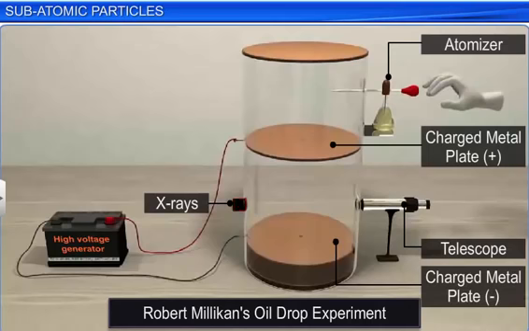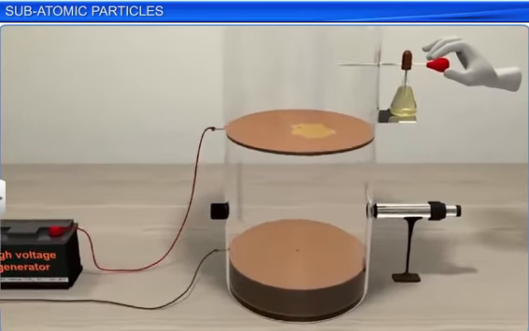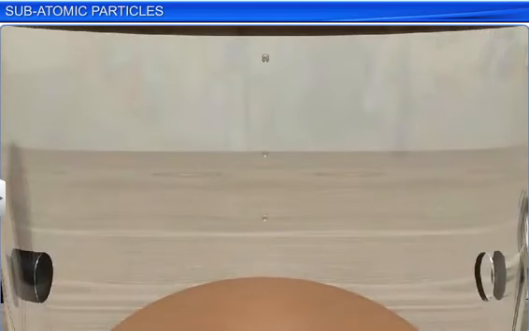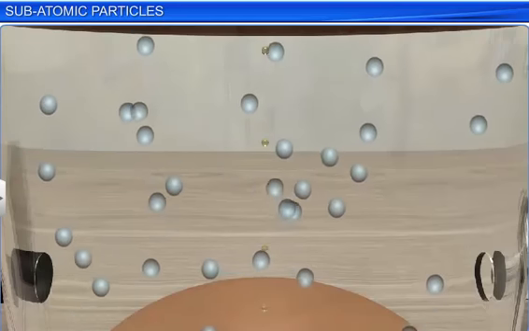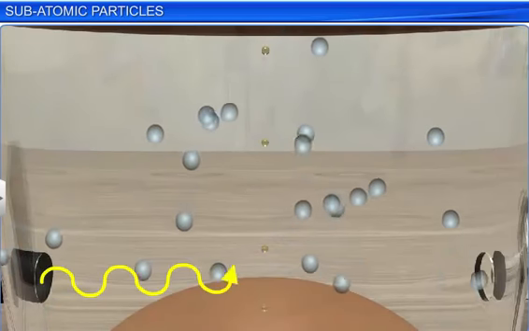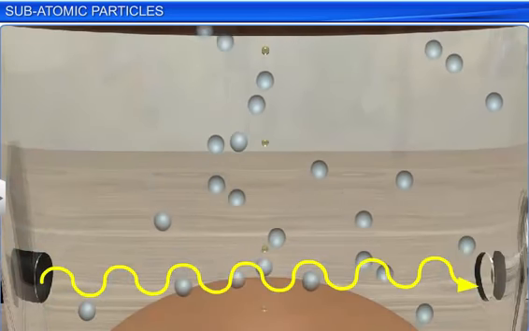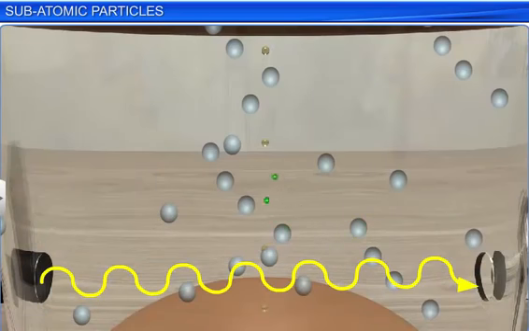Using the atomizer, Millikan sprayed oil droplets into the electrical condenser. As the droplets fell through the upper plate hole, he measured the rate of fall and used it to calculate their mass. He then ionized the air inside the condenser by passing a beam of X-rays through it. The X-rays displaced electrons from air molecules, which negatively charged the oil droplets.